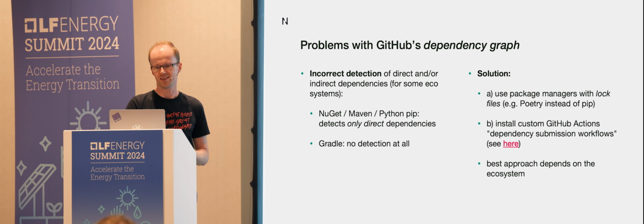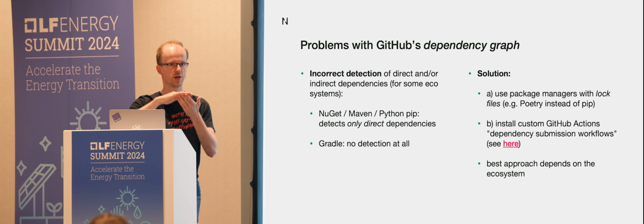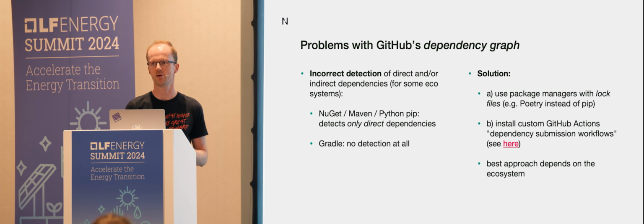And the other solution is that there are a bunch of dependency submission workflows. These are ready-made GitHub Actions that you can just add to your GitHub Actions YAML that you might already have anyway. And they will run certain tools that promise to generate the whole list of dependencies. And this list is uploaded via an API to the GitHub dependency graph.